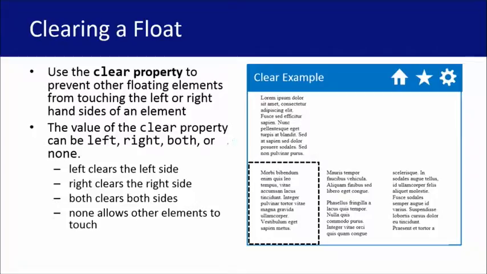So sometimes you're going to float an element to the left or to the right, and you aren't going to want other floating elements to touch the left or the right-hand sides of an element. In order to make that happen, in order to clear the left or the right, we're going to use the clear property. And we set the value as left, right, both, or none. So left is going to clear the left side, right is going to clear the right side, both clears both sides. Pretty self-explanatory, okay? Here in this example, we've cleared the left side for the element that's surrounded by the broken border, okay?